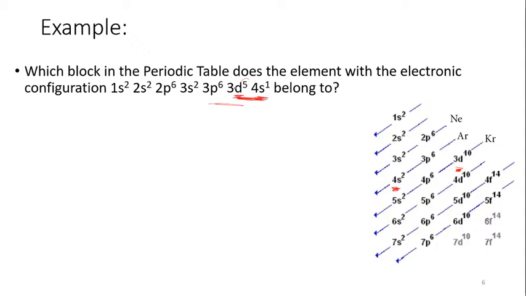So that is the only case where I could fill 3D before the 4s, because the 3D will be more stable and it will have less energy. This is why this element will belong to the D block element, and the number of the group is equal to the number of the electrons in the D group and S group, which means it is 5 plus 1, so it belongs to group 6.